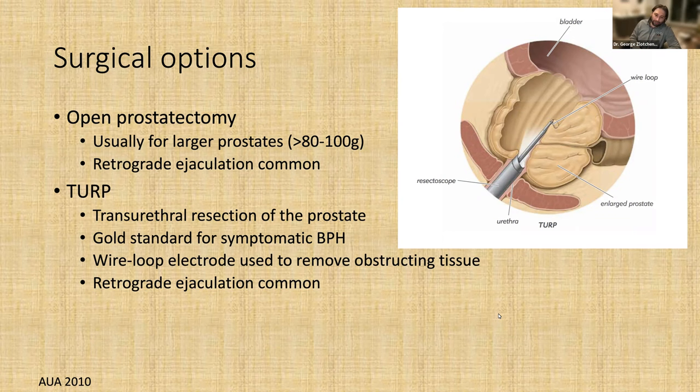So basically, I described the patient, you go in there, it's like a Roto-Rooter, you get a wire loop electrode and you just start removing the obstructing tissue. They can also have retrograde ejaculation. It's pretty common here, and a lot of men will not like that.